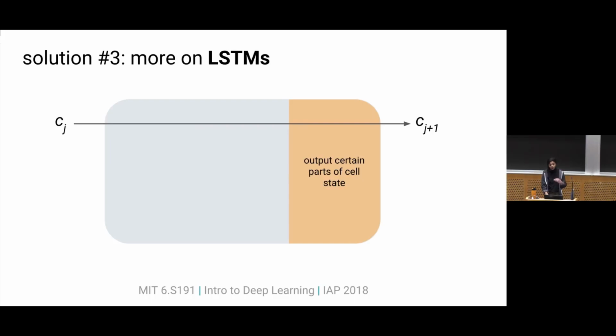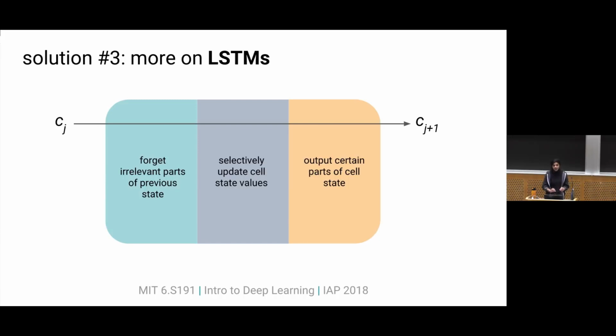Finally, we want to output certain parts of the cell state. So if we've just seen a subject, we have an idea that the next word might be a verb. So we'll output information relevant to predicting a verb, like the tense. Each of these 3 steps is implemented using a set of logic gates. And the logic gates are implemented using sigmoid functions.